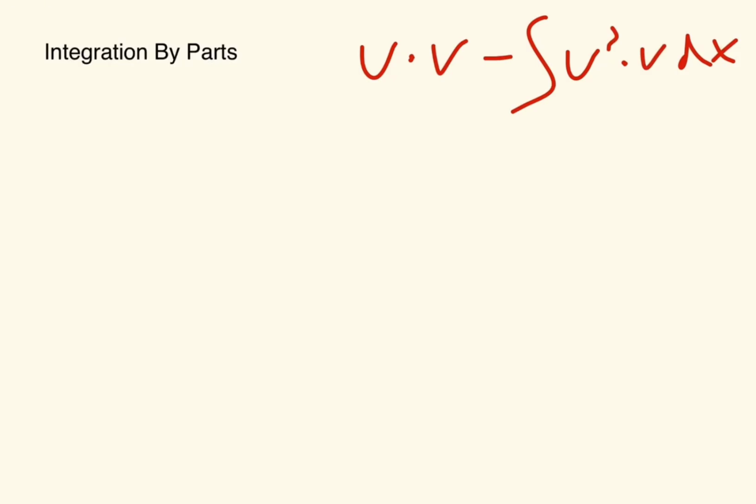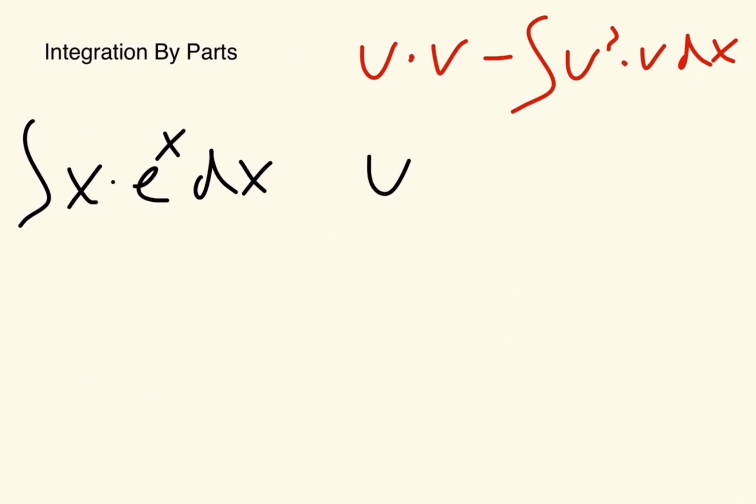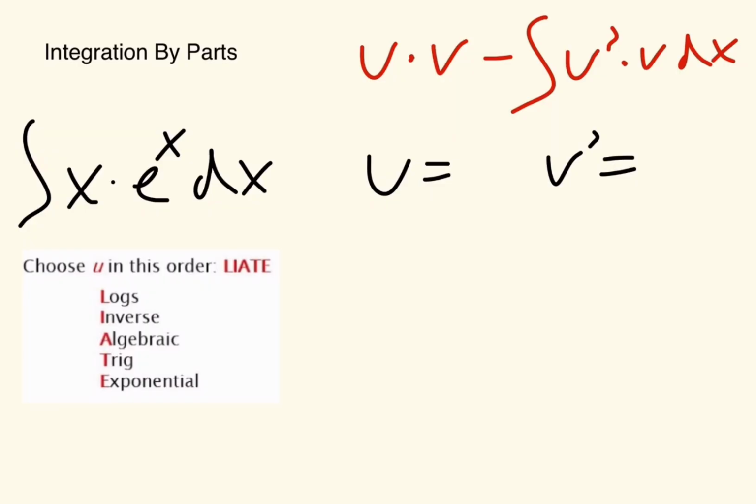So let's say we have a problem like the integral of x times e to the power of x dx. So the first thing we have to do is figure out what u equals and what v prime equals. And you might be asking, how do I know which one is which? Don't worry, there's a super easy way of figuring out which one to make u and which one to make v prime. And that super easy way is LIATE, or liate, not sure how to pronounce it.